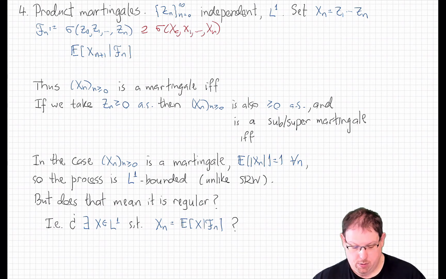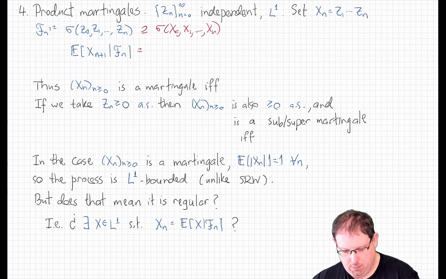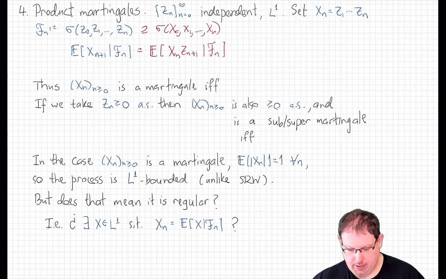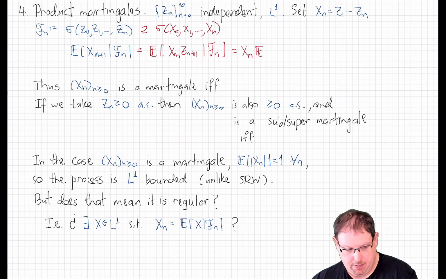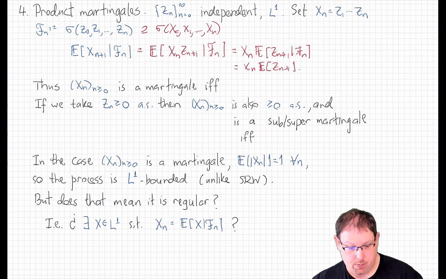And now we can just compute that the expected value of X_{n+1} given F_n, well, X_{n+1} is just X_n times Z_{n+1}. Now, X_n is F_n measurable, and so by the pull-out product rule, this is X_n times the expected value of Z_{n+1} given F_n. But these two are independent from each other, and so that conditional expectation is just the plain old scalar expectation of the random variable Z_{n+1}.